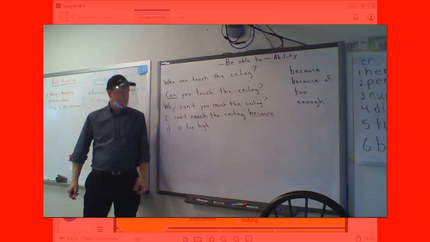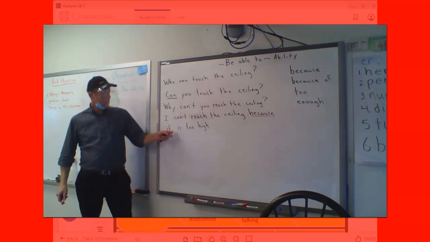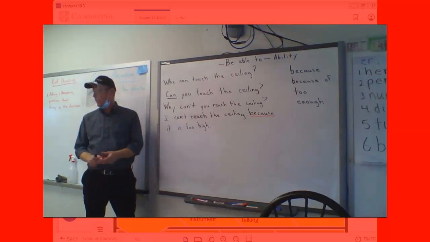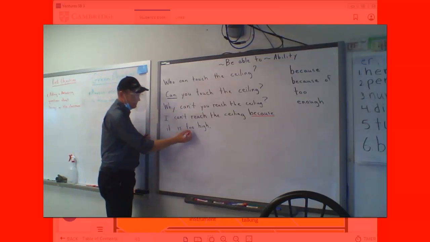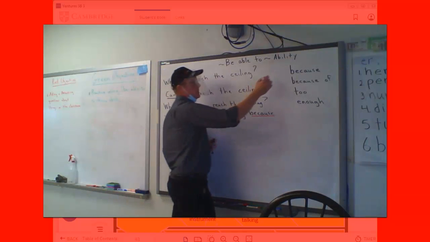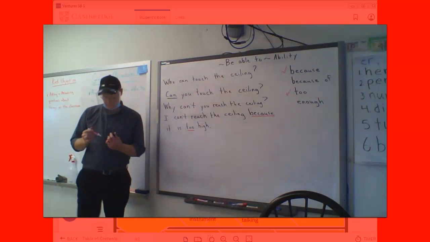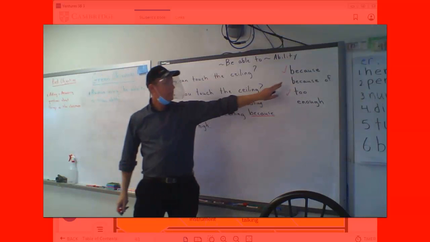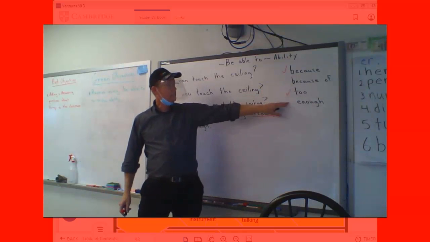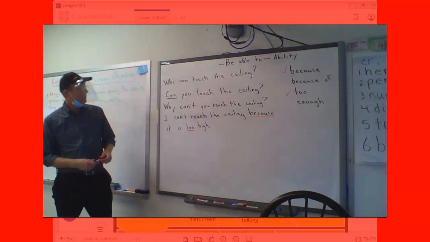So here's the problem. I can't reach the ceiling. Why? Well, here's the reason: because it is too high. She also managed to use too, an adverb of degree. So she successfully used this and this. Do you think you could also figure out a way in a sentence to use both of those? Sure.